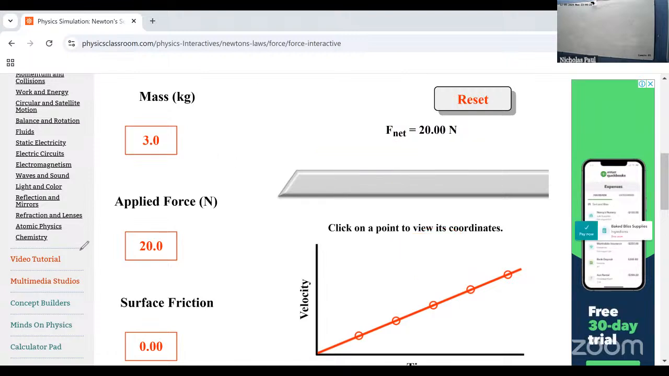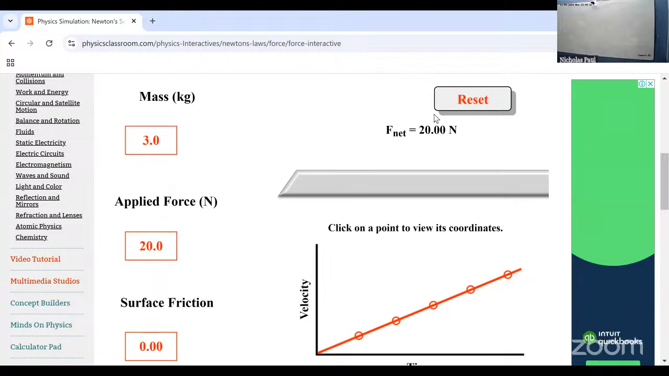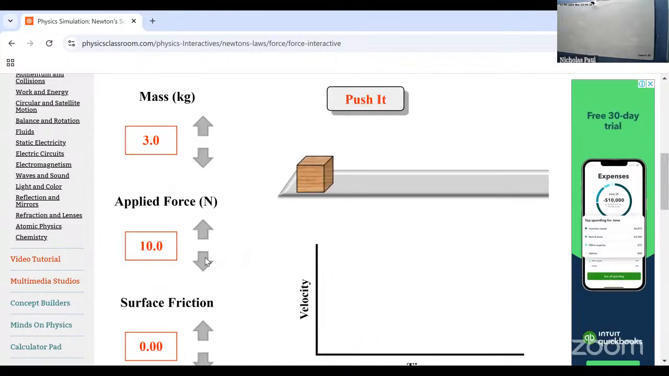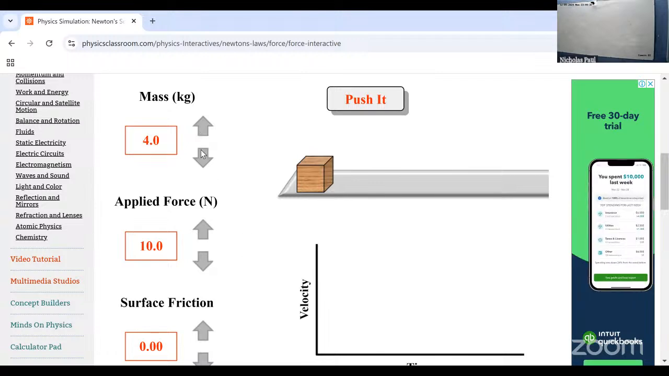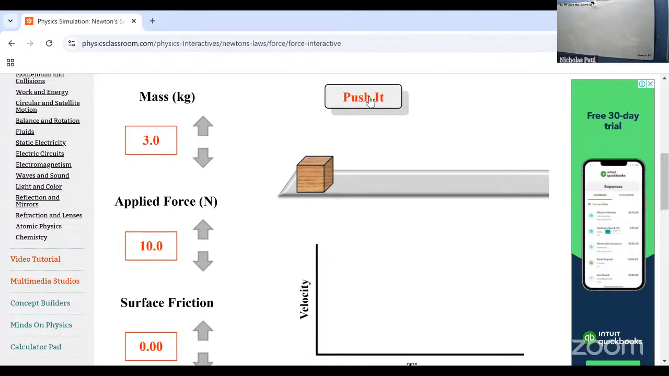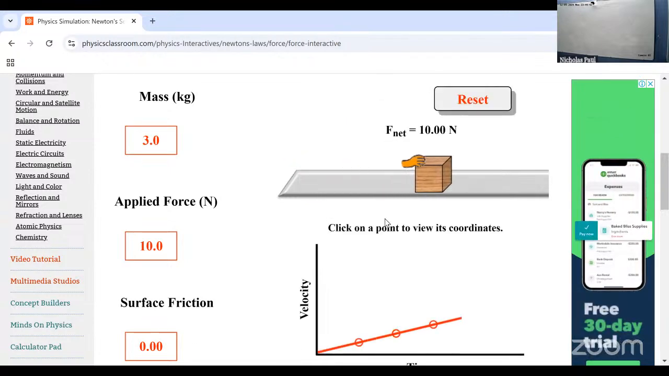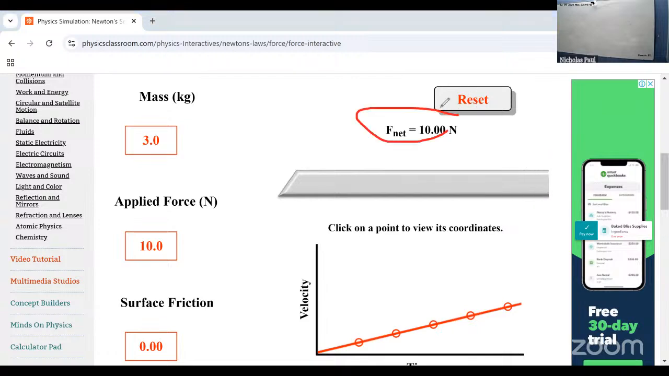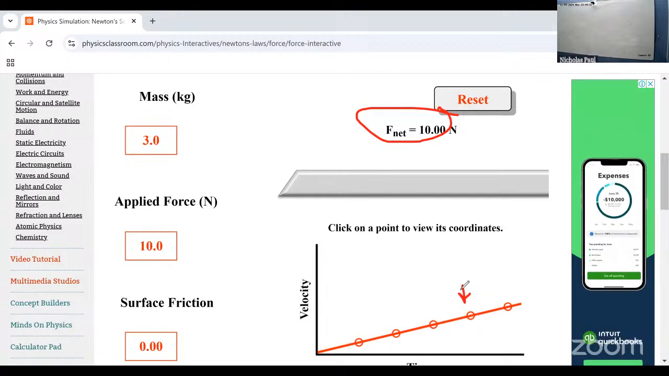I am going to decrease the force, and tell me what you recognize about the slope, if the acceleration is more or less. Same mass. Let's make the force smaller. Tell me what you recognize about the velocity. Smaller force means what? Smaller acceleration or not? Yeah. If I were to find the gradient of this, it'll be smaller.